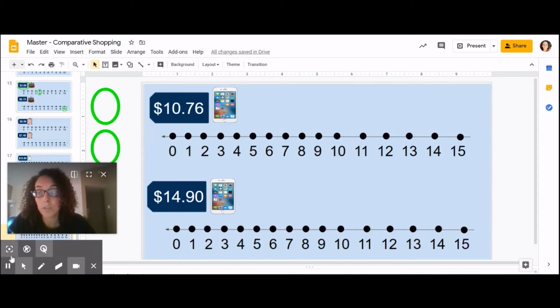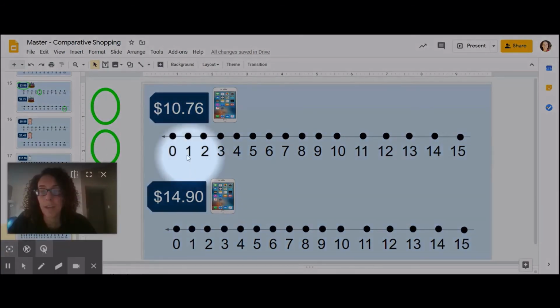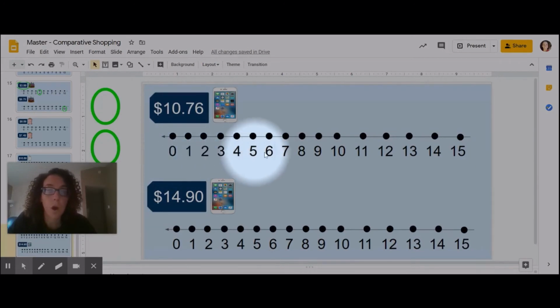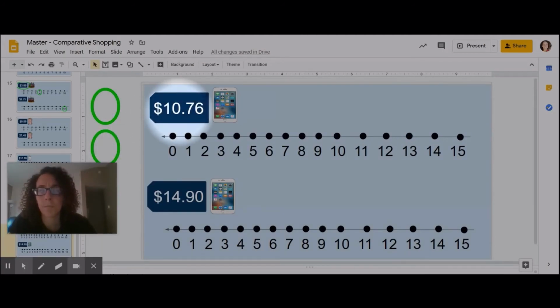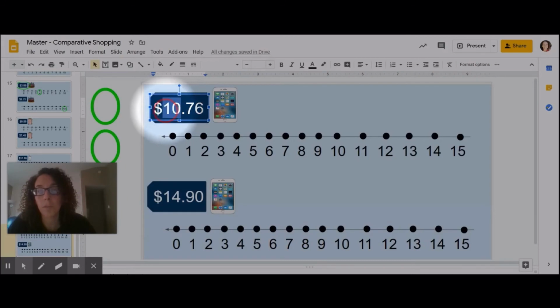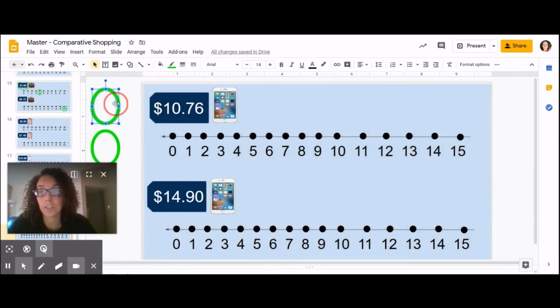This time we're using a number line that goes from 0 all the way to, what's that number? You're right, there's a 1 and there's a 5. Together it's called 15. So let's start by looking at this price. What's the whole number, the big number at the front? That's right, the whole number is 10. So let's move our green circle to the 10.